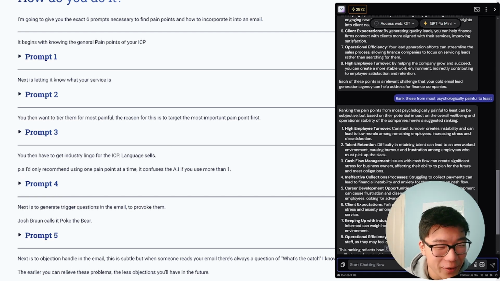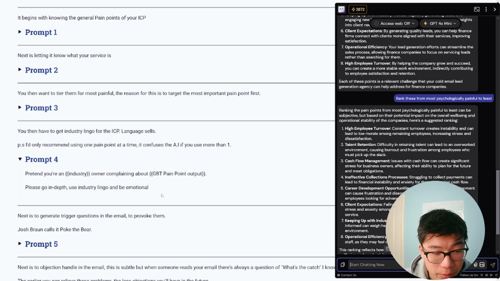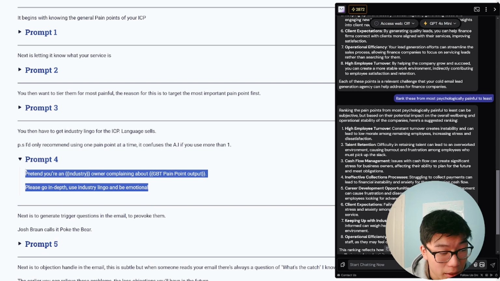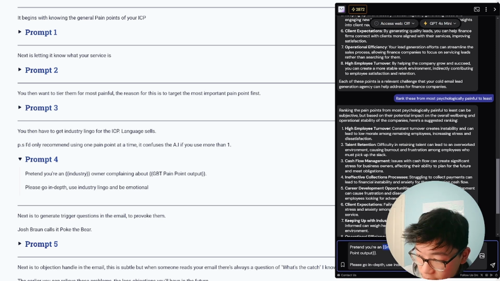So PS, I don't really recommend using more than one pain point at a time. It confuses the AI if you use more than one. So I'll just show you now. Pretend you're an industry owner complaining about this pain point. Please go in depth and use industry lingo and be emotional, which is very important. And by the way, be more specific on this as well.